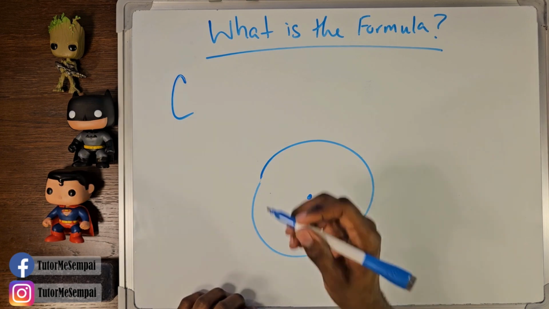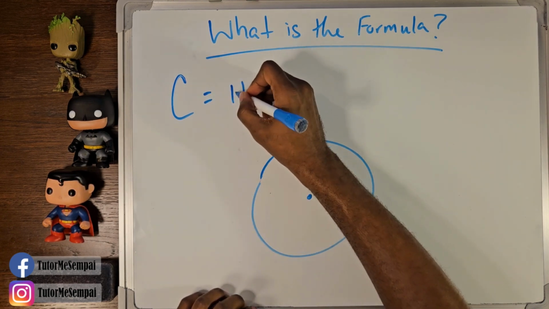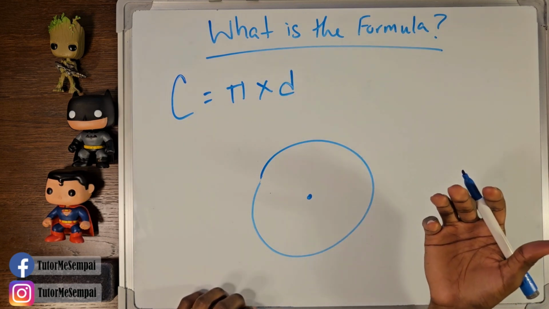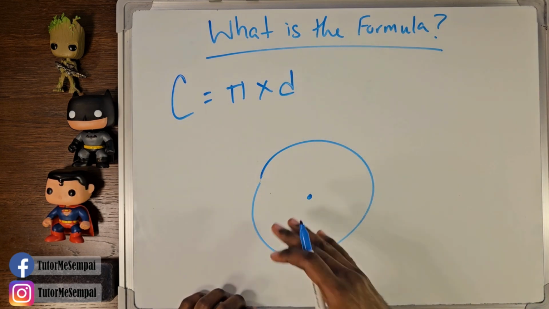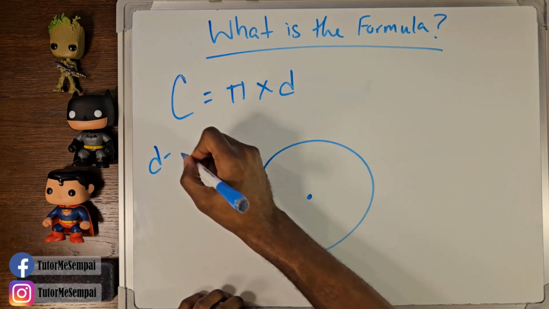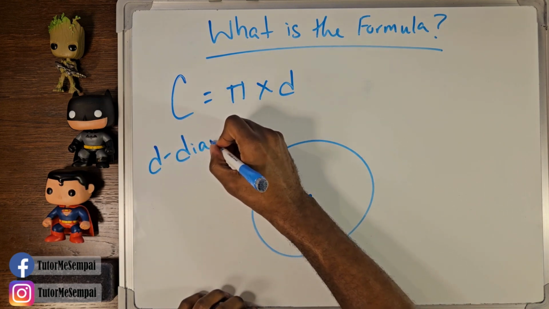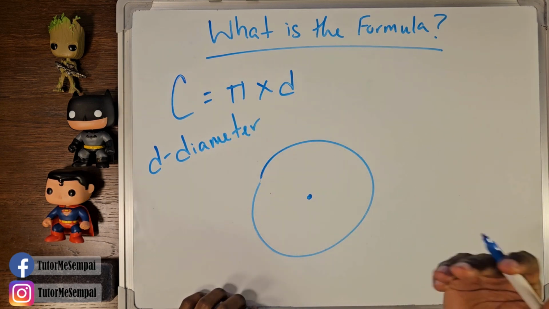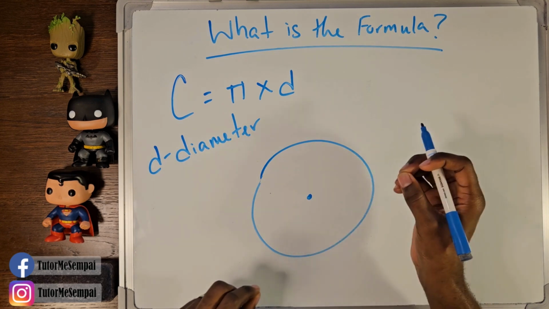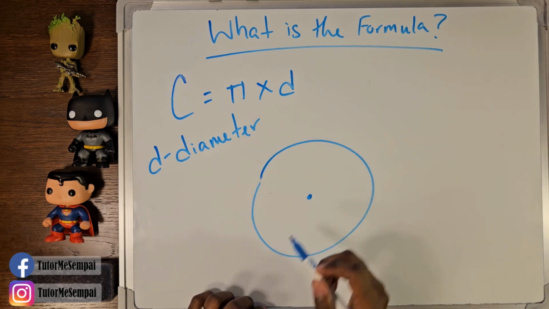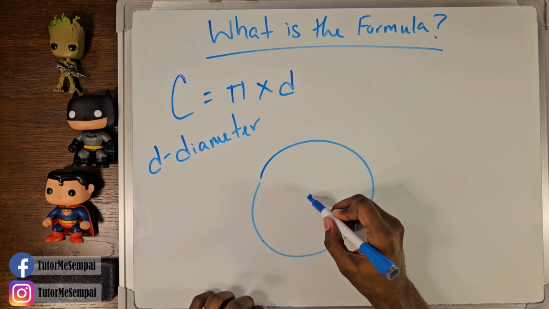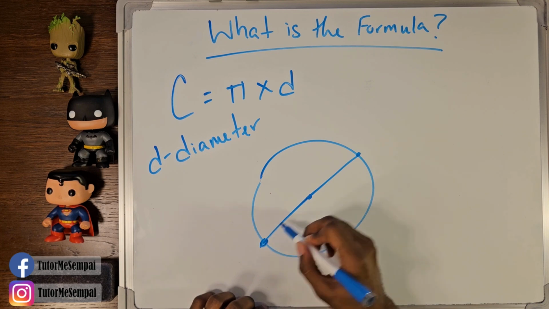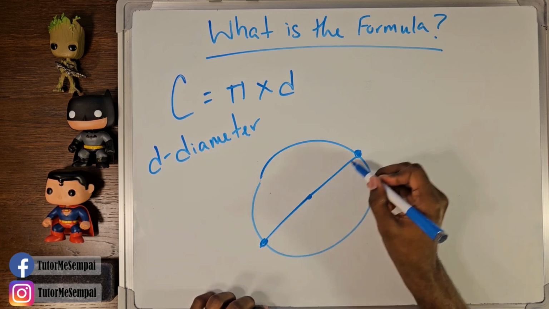C for circumference equals pi times d. Now, what is d? d is going to be your circle's diameter. And your diameter is going to be the distance, the straight line going through the center of your circle, connecting 2 points on the edge of your circle. So connecting these 2 points here, this is going to be your diameter.